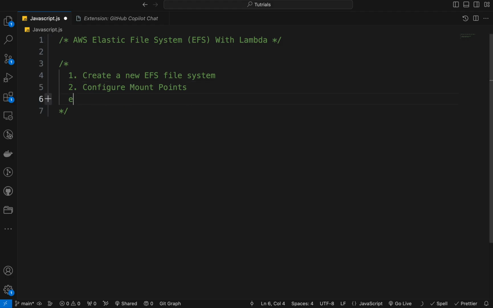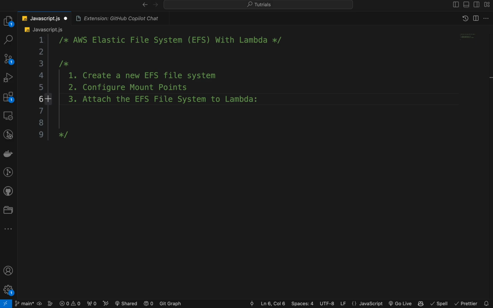After that, you will attach the EFS file system to the Lambda. When configuring your Lambda function, you can attach the EFS file system and specify the mount path that your Lambda function will use to access the file system.